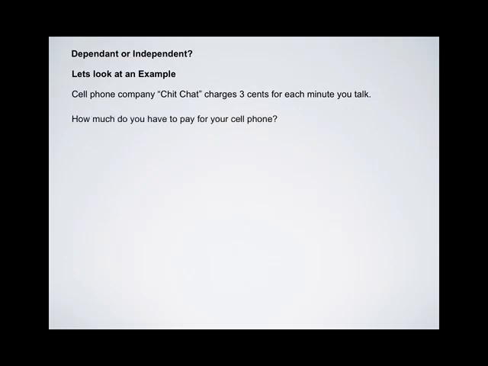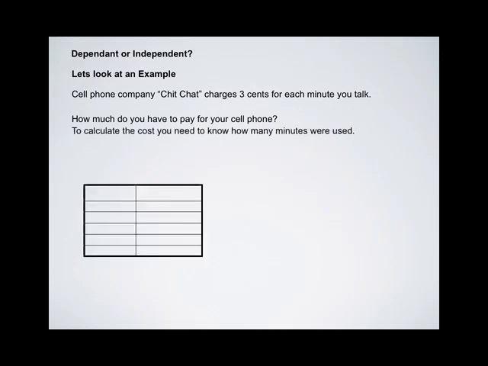Let's look at an example. A cell phone company, ChitChat, charges 3 cents for each minute you talk. How much do you have to pay for your cell phone? To calculate the cost, you need to know how many minutes were used.